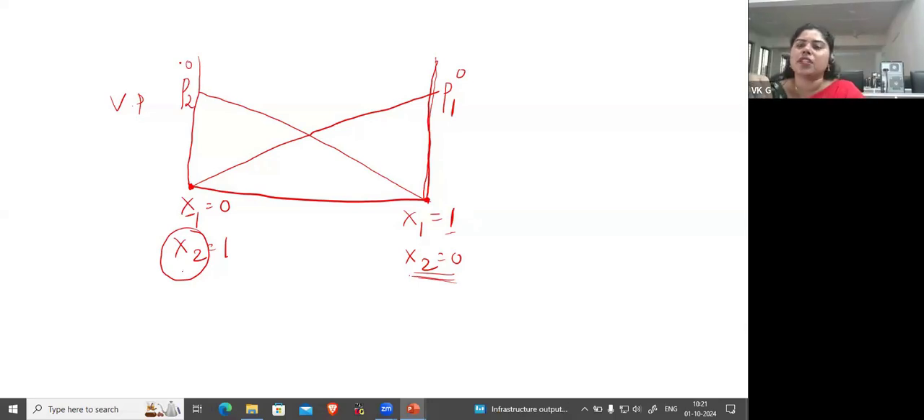Now we have mixed two components. That means we have p total. p total means the plot of p1 naught and p2 naught, correct? So what you do is find the p total. What you can do is join the lines wherein you get the p total. So p total will be equal to p1 naught x1 plus p2 naught x2. This is how Raoult's law is given.